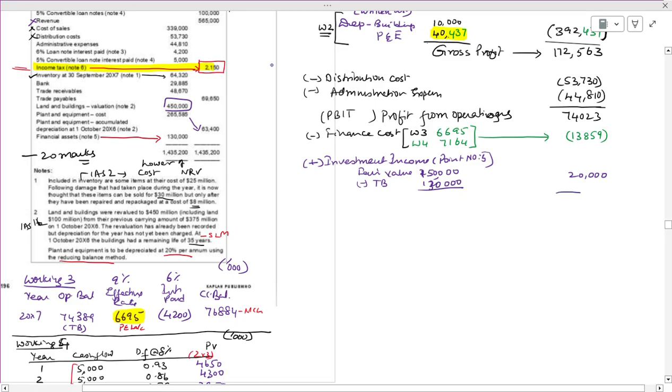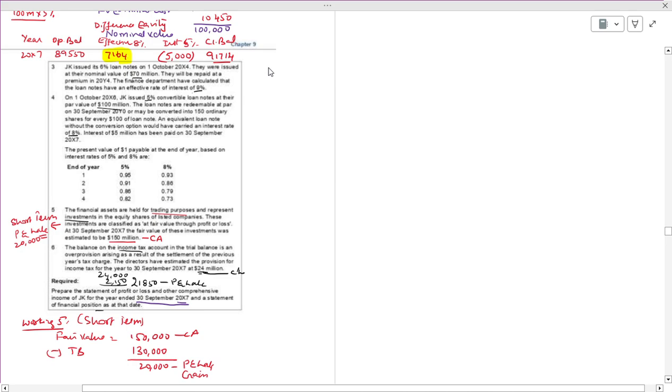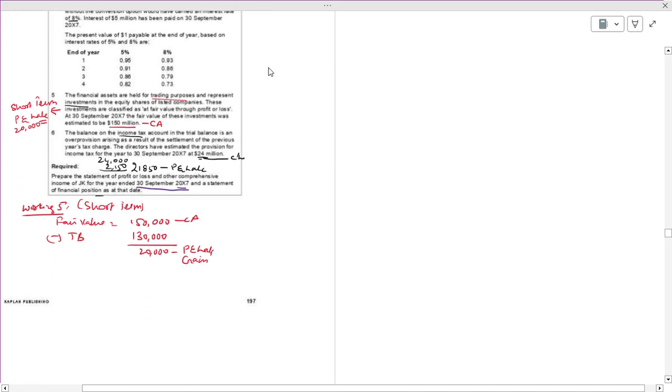Total: 80,164. This is called profit before tax. Now, tax, how much? Tax, point number 6. I have mentioned it there. How much is point number 6, profit and loss account?